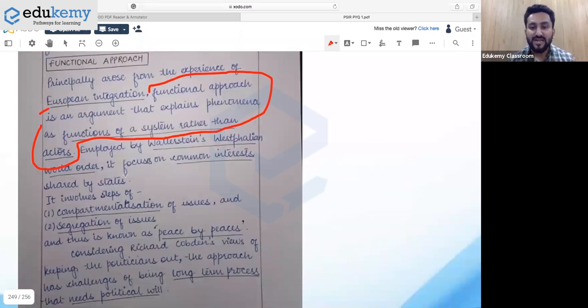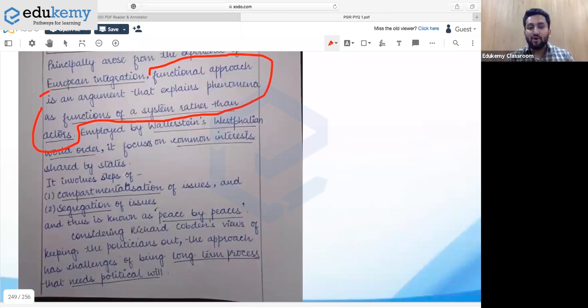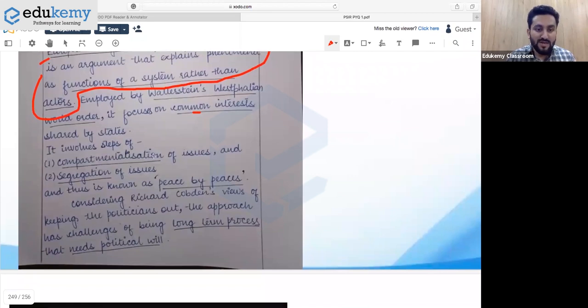Employed by Wallstein's Westphalian world order, it focuses on common interest shared by states. So the analysis is based on what are the common interests which are shared by states. It involves steps of compartmentalization of issues. It means these kind of issues are of one nature. Let's make a compartment of these. These particular issues are of one nature. Then we have segregation. We segregate the issues.